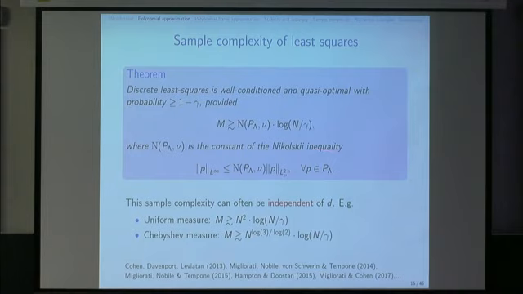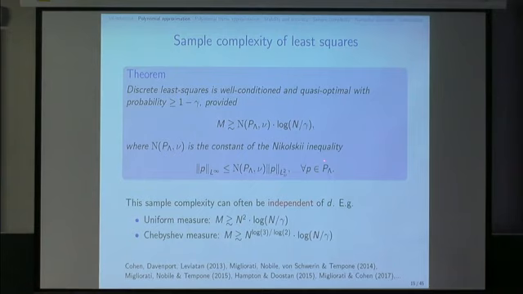And a typical result is of the following form. Without going into really any of the details, discrete least squares is well conditioned and quasi-optimal with high probability, provided the number of measurements m scales like this. So the key thing here is this constant. This is what I'm going to refer to as the constant of the Nikolsky inequality for the polynomial space P lambda. And then I have this log factor as well.